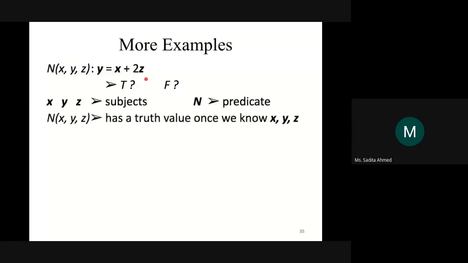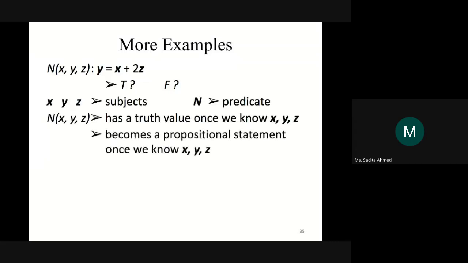So here x, y, z are the subjects, and the rest is the predicate, and x, y, z will have a truth value only after we know the values of x, y, z. So it turns into a proposition once we specify x, y, z. For example, P(x, y, z) here is a propositional function.